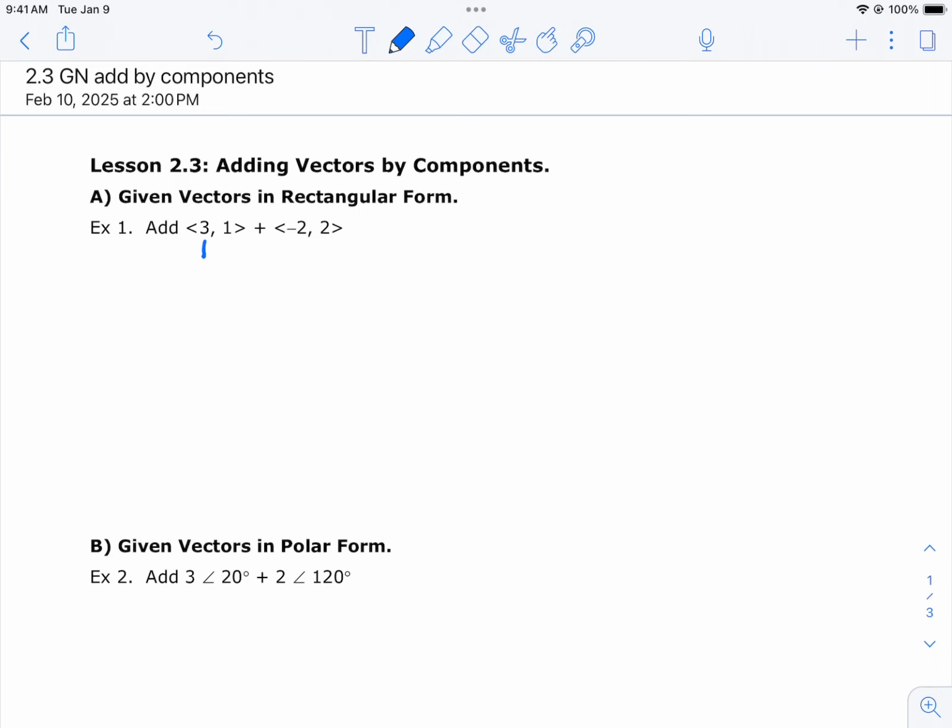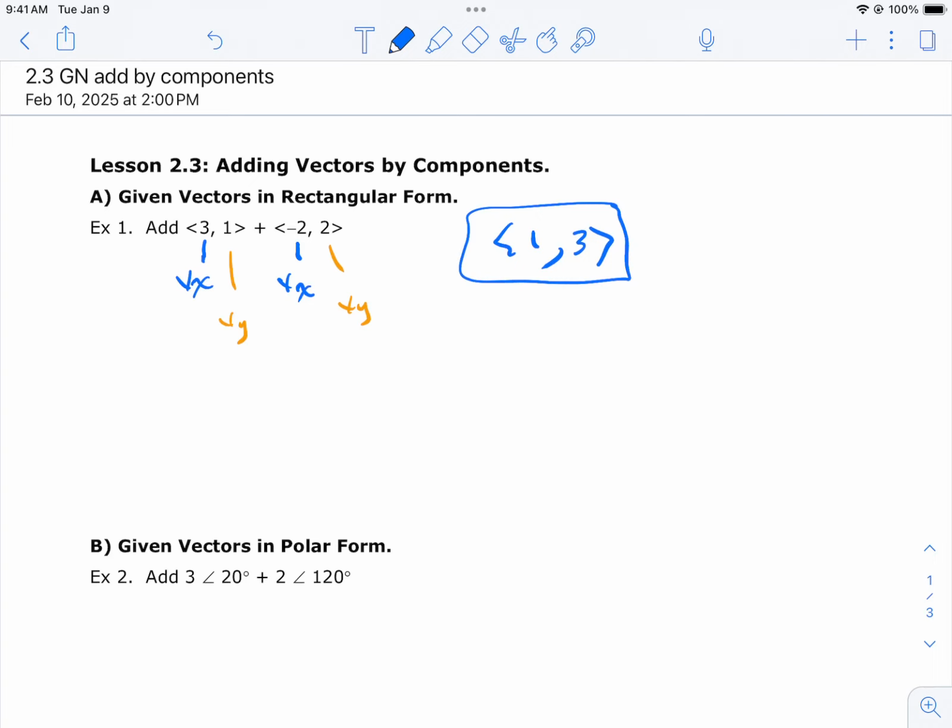What you do is you take your x components, that's the v sub x component of the vector, and you add those up. 3 plus negative 2 is 1. And then you take the y components, that's a y component, that's another y component, and you add those up. 1 plus 2 is 3. And so the answer is 1 comma 3. It's really that simple. If you've got your vectors in rectangular form, that's all you've got to do.